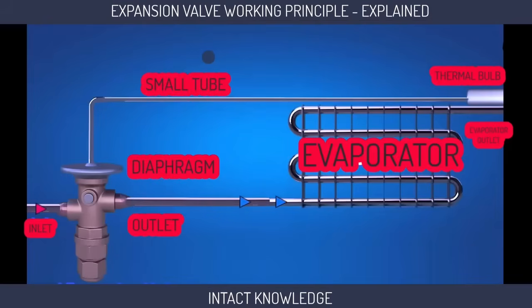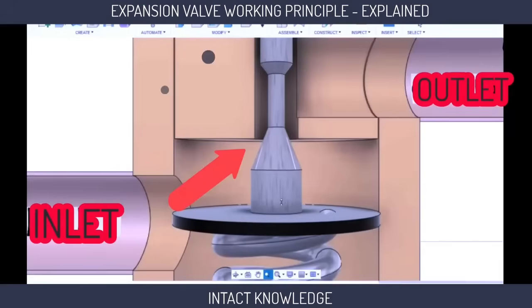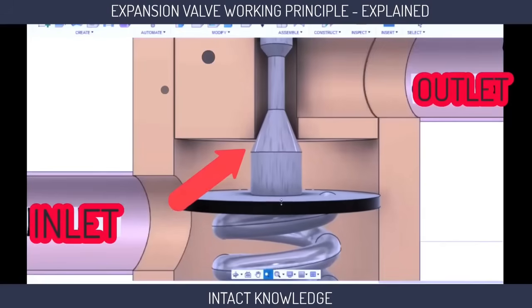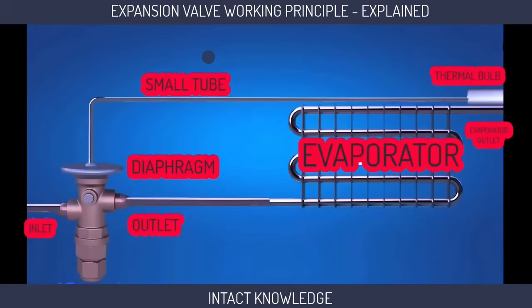Hence, the evaporator coil also cools down quickly. After the evaporator coil cools down, its outlet part also starts cooling down. So, the refrigerant inside the thermal bulb will stop boiling and the pressure will be released in the diaphragm. Now, the diaphragm will come up due to spring force, and the way of refrigerant will be closed. This is how the thermal expansion valve sends the required refrigerant to the evaporator.